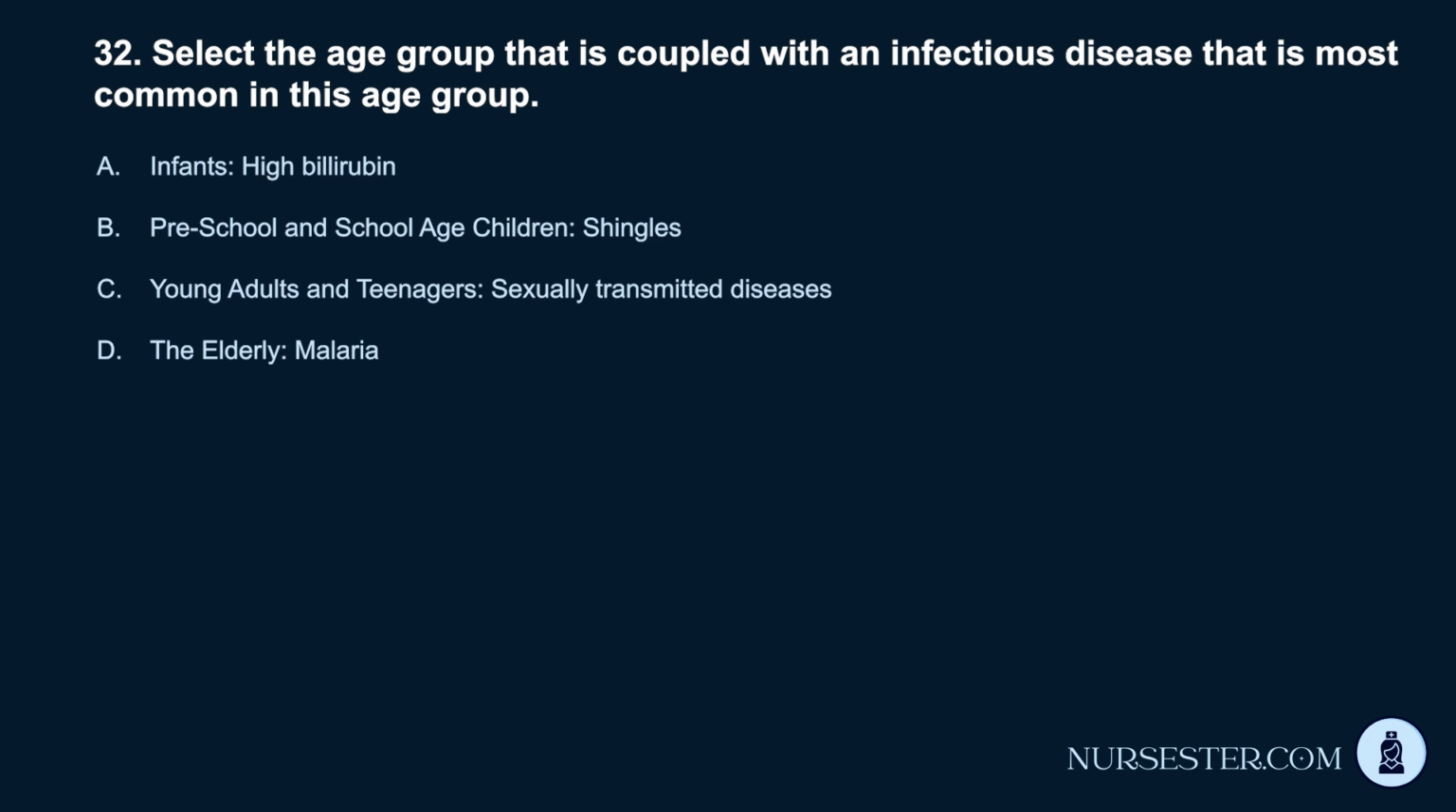32. Select the age group that is coupled with an infectious disease that is most common in this age group. A. Infants, high bilirubin. B. Preschool and school-age children, shingles. C. Young adults and teenagers, sexually transmitted diseases. D. The elderly, malaria. Correct answer: C. Young adults and teenagers, sexually transmitted diseases.